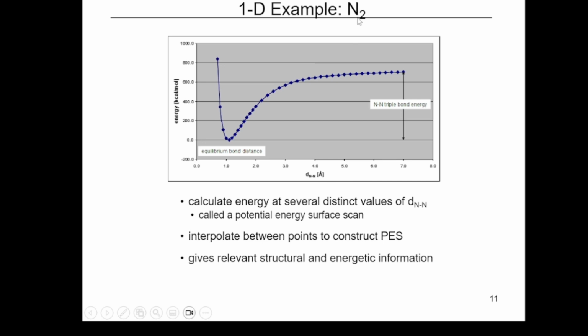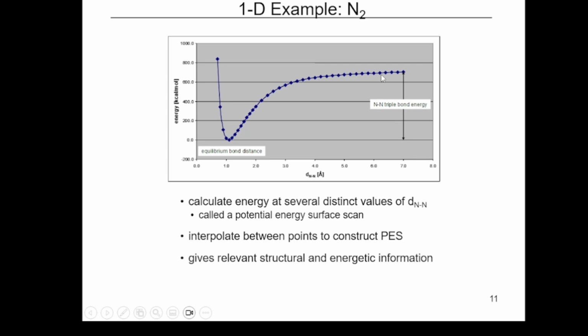Now in this case, we have the example of nitrogen. In nitrogen, what we are scanning here is nitrogen-nitrogen bond distance. Now this is one of the simplest potential energy surface diagrams because it involves two atoms. For two atoms, we have only one variable, and that is nitrogen-nitrogen bond distance. Similarly, if you take the example of H2, in that case, the variable will be hydrogen-hydrogen bond distance.